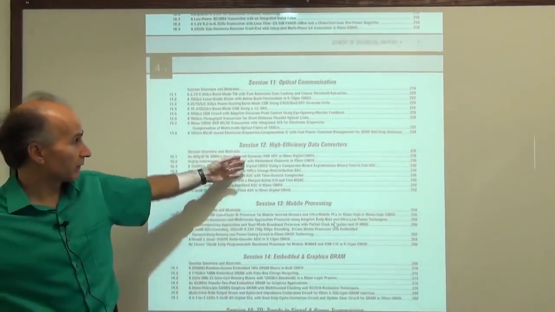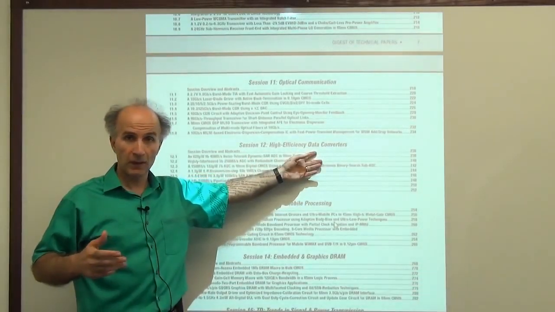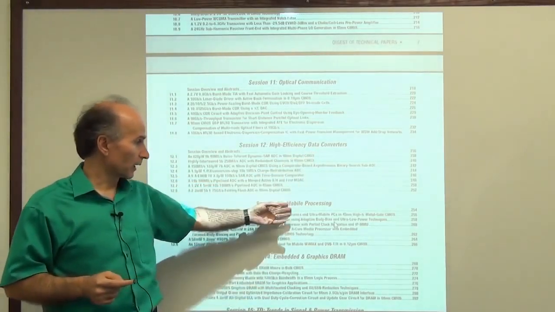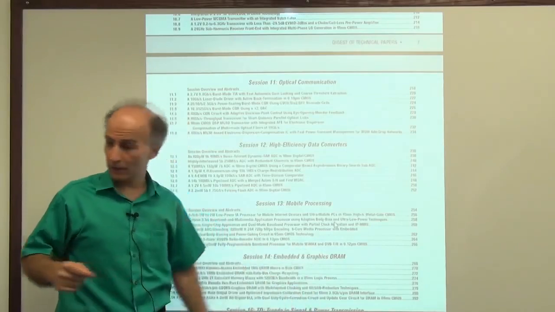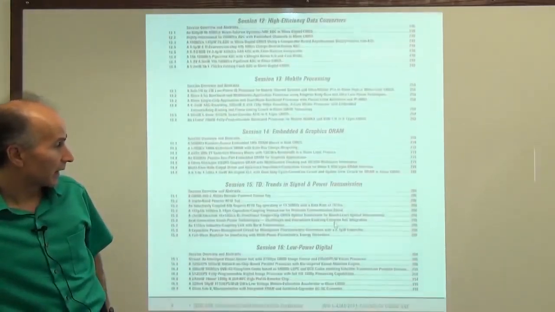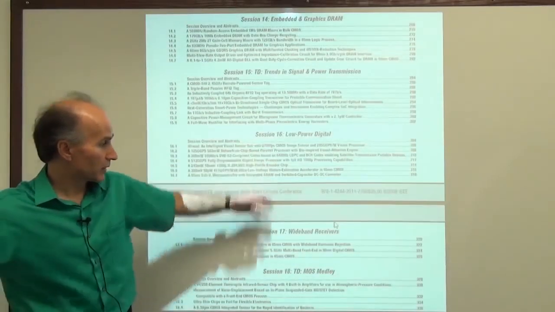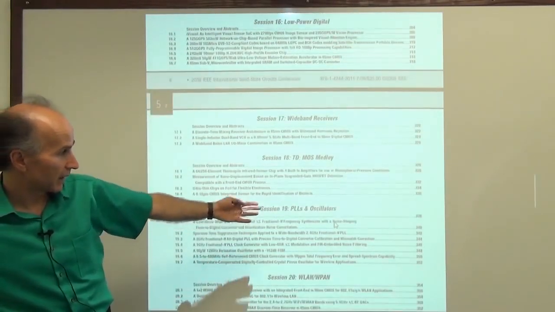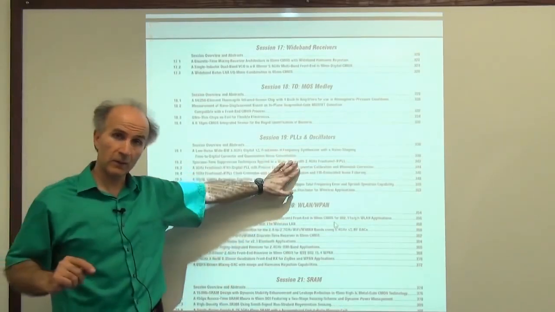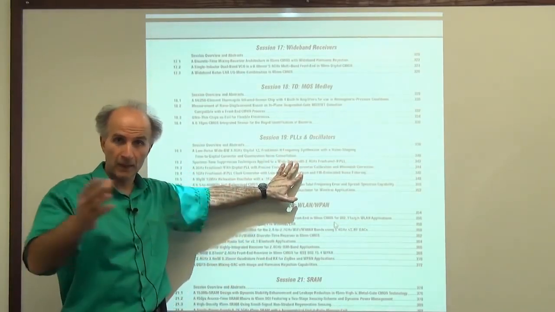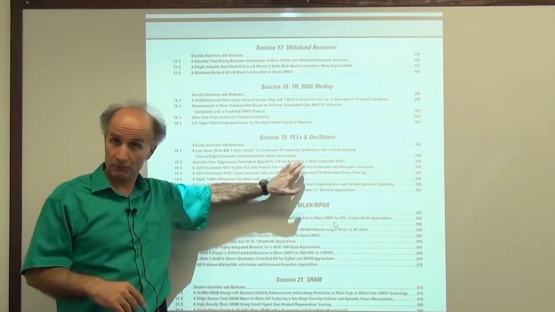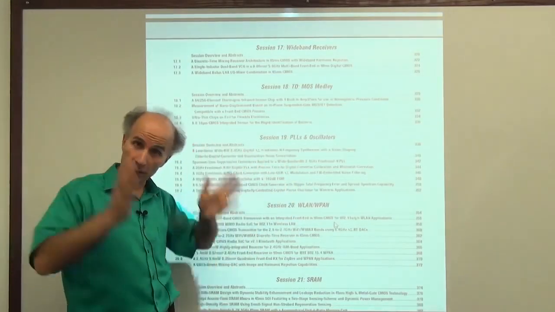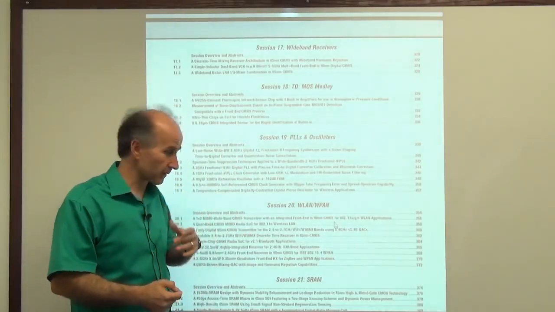And then we have high efficiency data converters. Data converters mean they convert analog to digital or vice versa. And then we have mobile processing. We have graphics and DRAMs. And then we have low power digital. We have wideband receivers. We have PLLs and oscillators. Remember we talked about oscillators? We have oscillators in the Bluetooth system, in the radar system, etc. There's still a lot of work on oscillators. Oscillators have been around for 100 years, but we still work on them because we want to improve their performance.